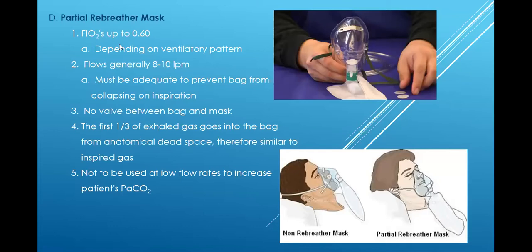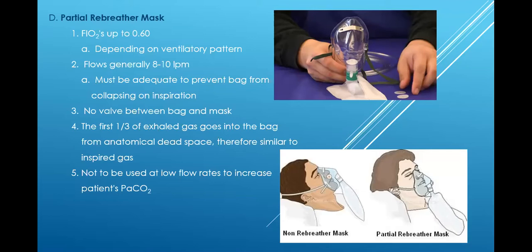No, that's liters per minute. 40, 60. Look, a partial rebreather mask can give you FiO2 up to about 60%, right? And the flows are 8 to 10 liters. Do not mix up the flow with the FiO2, guys. The flow is how fast you're pushing the oxygen in. The FiO2 is the oxygen itself. How much oxygen they are getting is the FiO2. How fast they are getting it is the flow, okay?